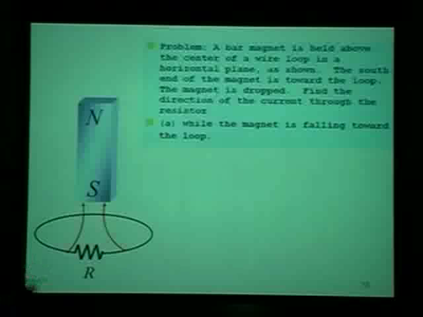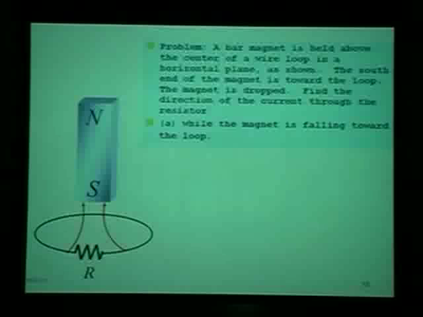Once you figure that out, forget about the magnet and just think about what's happening with the coil. The coil's like this, it's experiencing a flux that's going up and increasing. What's nature's reaction to that? To set up its own field in the opposite direction, because it wants to try to maintain things the way they were. So it's going to set up its own field that's down.